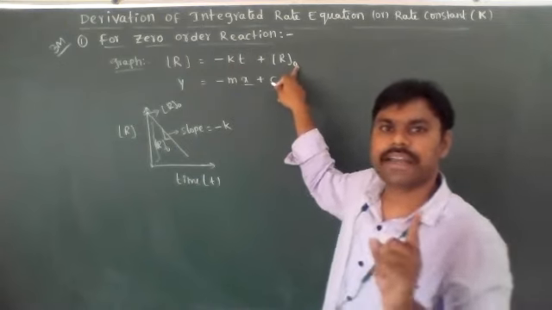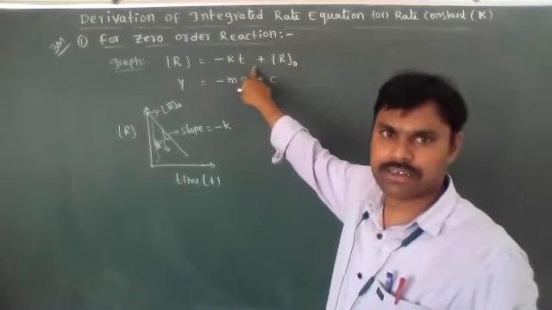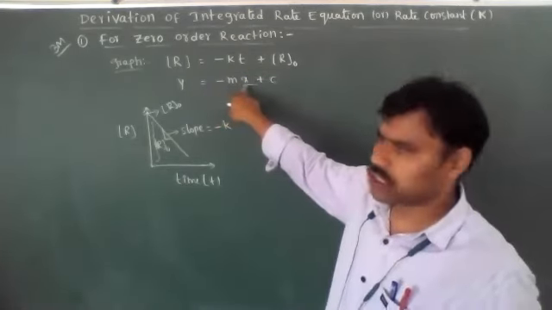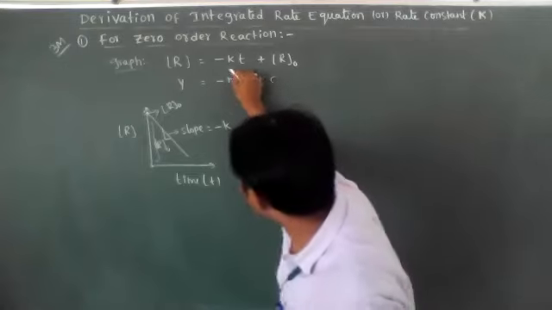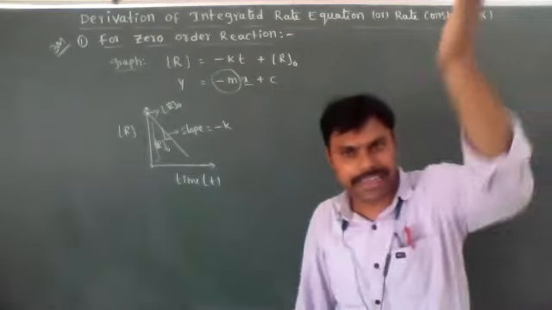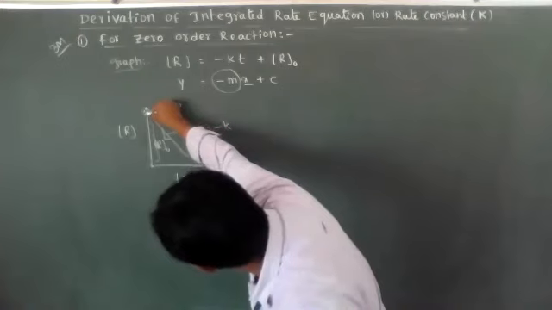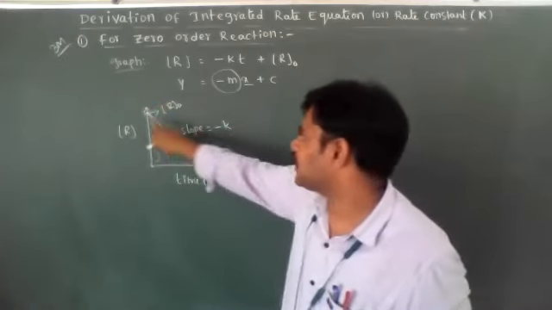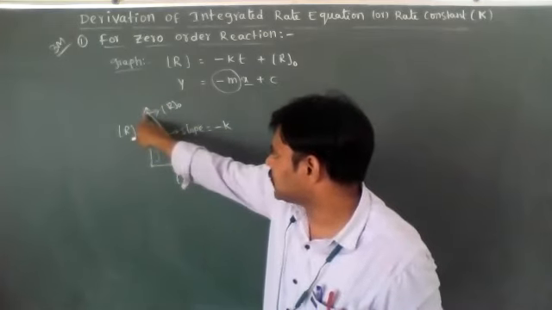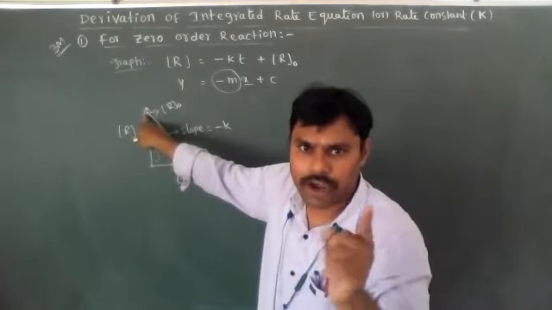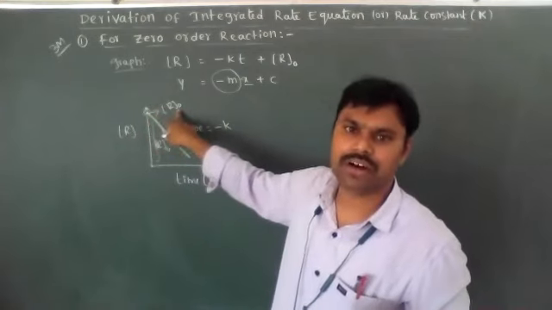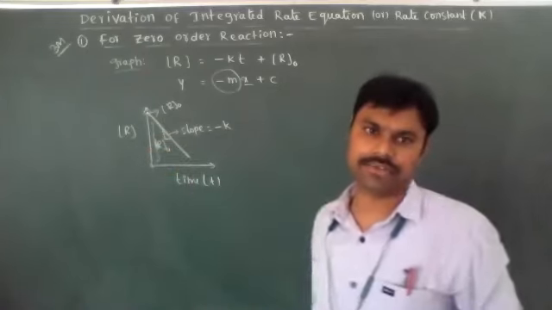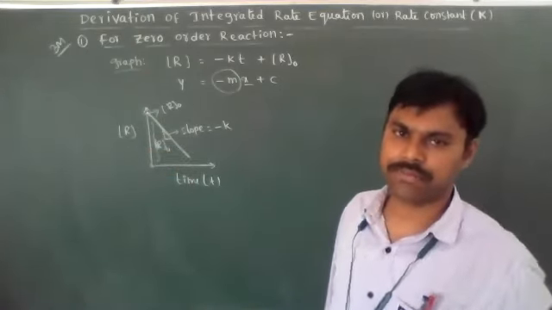This is one rate expression for zero order reactions. If you consider this equation, it seems to be Y is equal to minus mx plus c. Here the negative sign means a negative slope, so the curve will come like this. Now the slope is equal to minus k, and this line touches the y-axis. That point indicates the initial concentration of reactant. It is called the intercept of this line. Okay, this is one important graph.